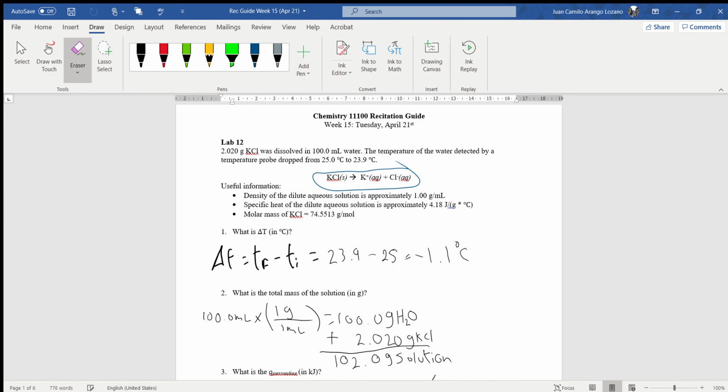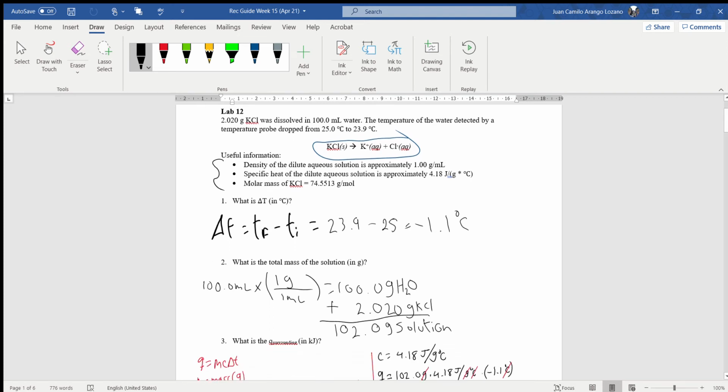Okay, coming back here. This is the useful information you guys need to know. Let's start. Delta T, I don't have to explain that, but you need to know that delta T is always going to be expressed by the change in temperature, so you need to consider that the final temperature goes first, and this is a subtraction. So final temperature minus initial temperature.